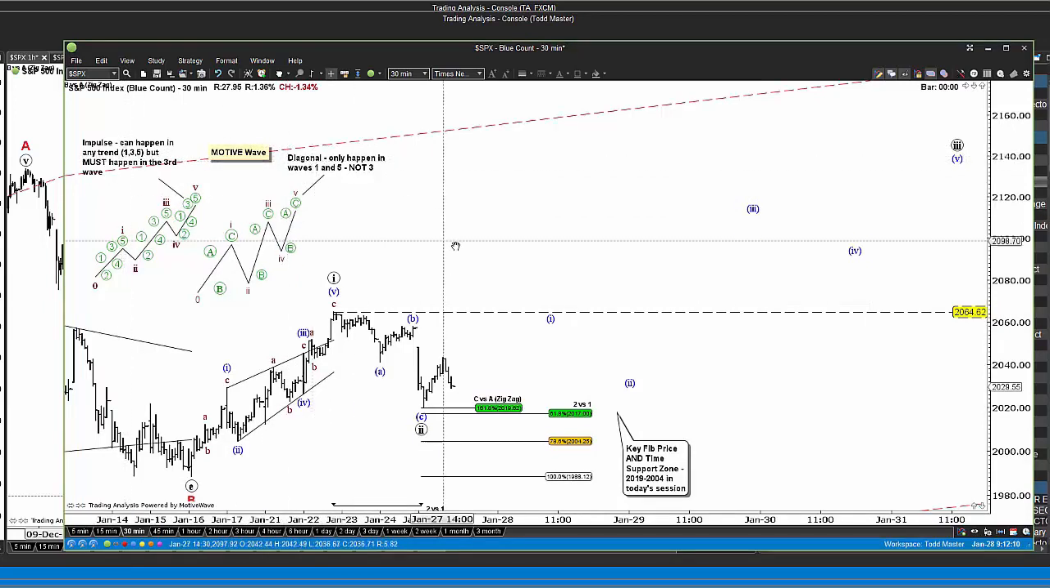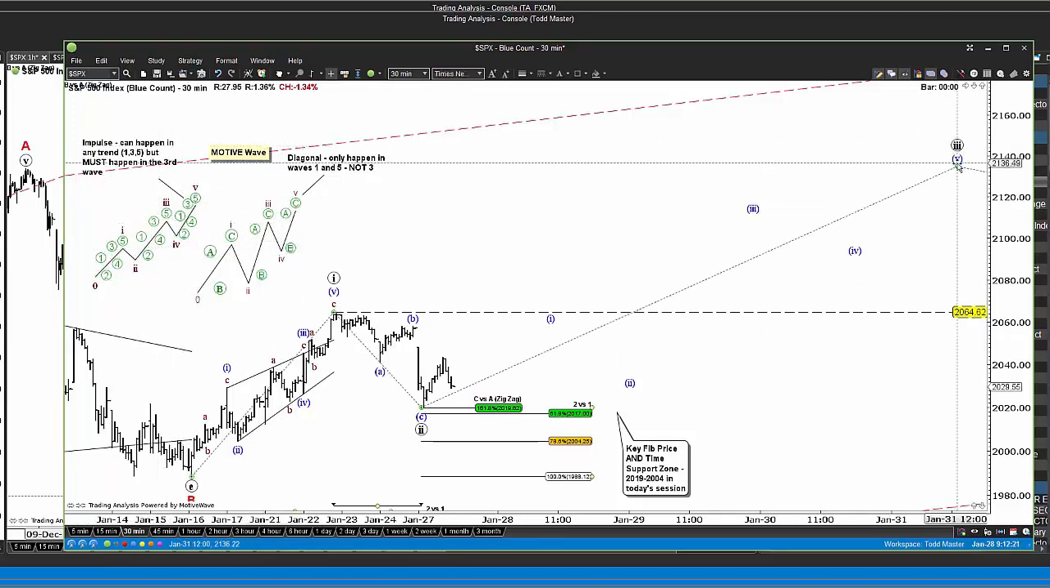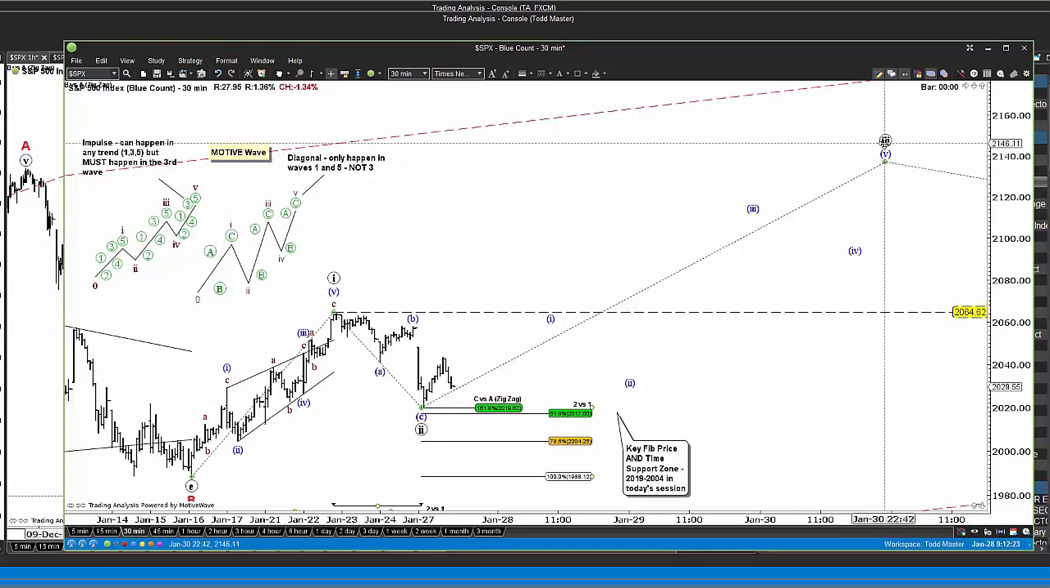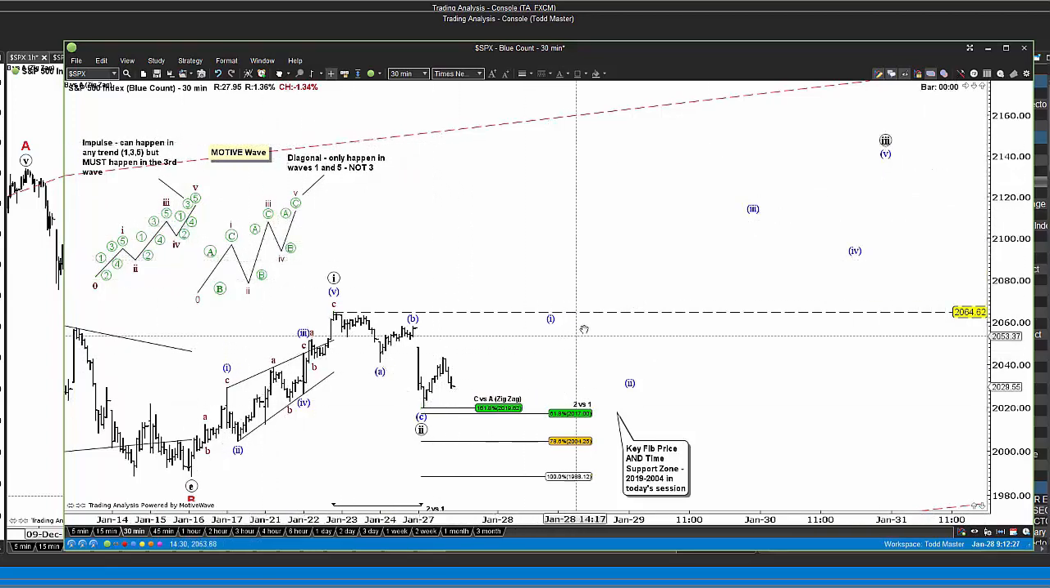Can't be a diagonal. So that means waves 2 and 4 should be removed from each other, and we should get nice 5-wave subdivisions in each of your trend waves. So the way you lay this out is typically your third wave is your longest wave. This is the breakout wave. People were very bearish yesterday.